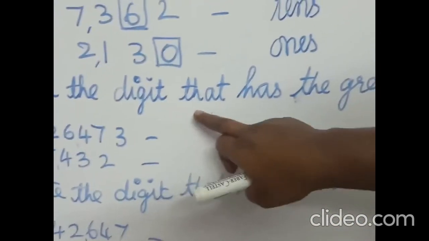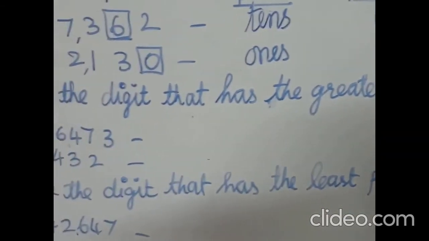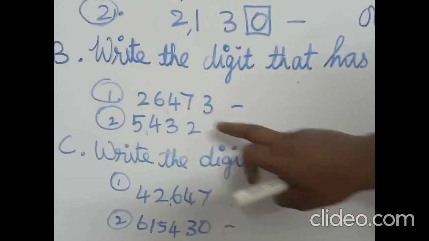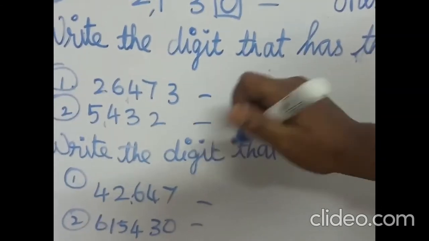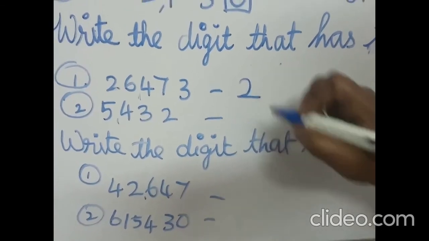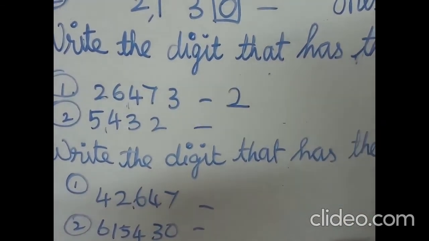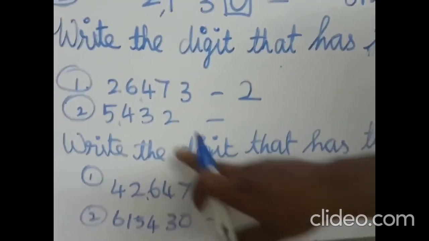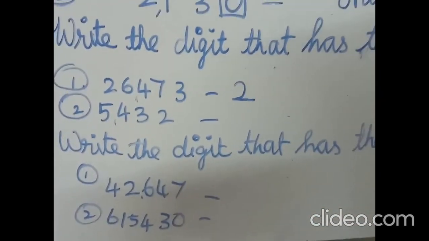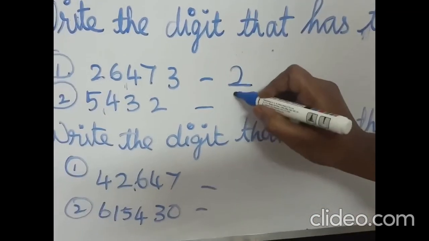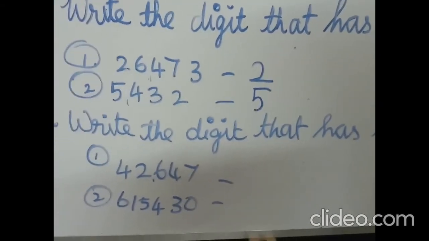Coming to the B question, write the digit that has the greatest place. Which number has the greatest place here? We have 26,473. The first number is 2. 2 in the place of greatest value, that is 2 10,000. Next one is 5,432. Which number is the highest place here? 5. 5 in the place of 1,000.